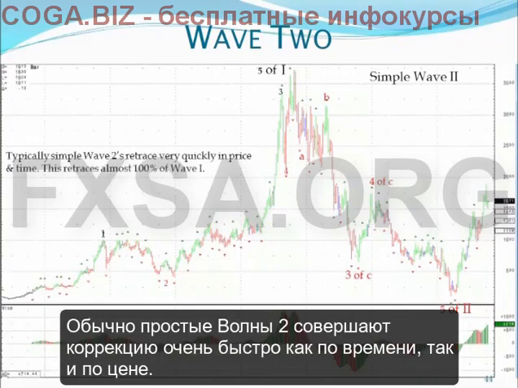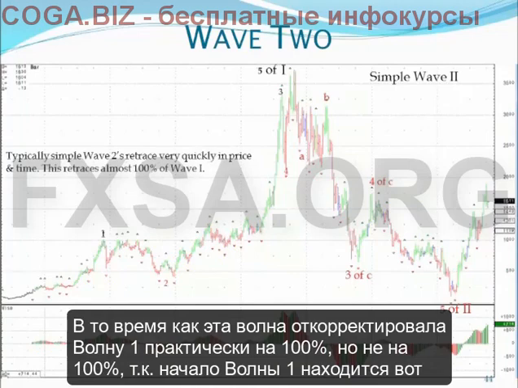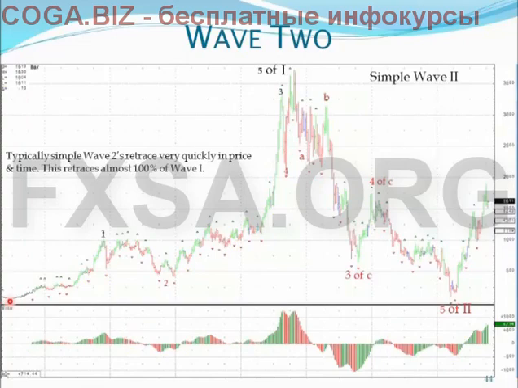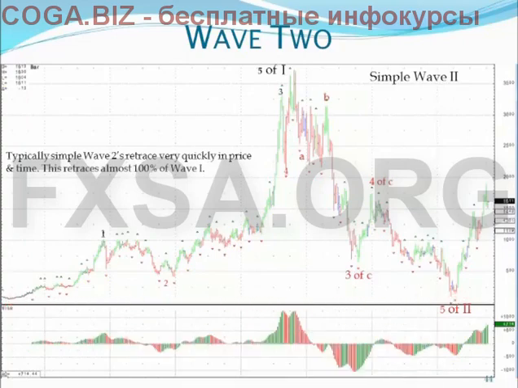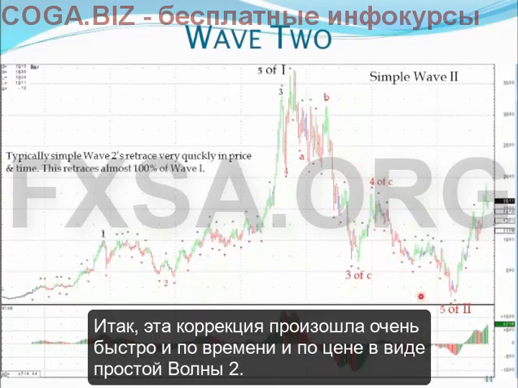Typically, simple wave 2s retrace very quickly in time and price. This one retraces almost 100% of wave 1, but not quite. The beginning of wave 1 was down here, so we were within about 50 cents to $1 of that. So this retraced very quickly in time and price, simple wave 2.